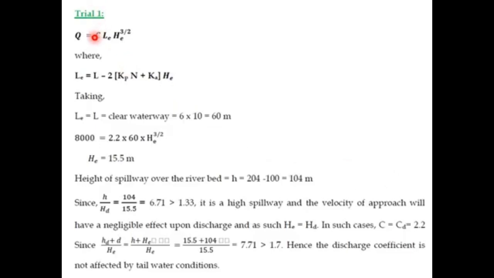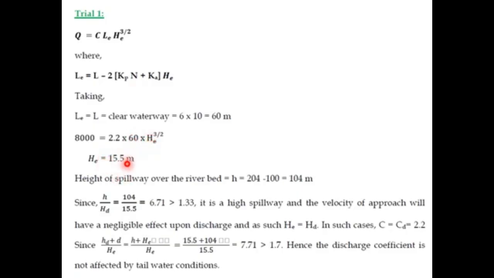Now for trial 1, since we know the discharge, Q is equal to C LE HE to the power of 3 by 2, where LE is L minus 2 times (KP N plus KA) into HE. But since we don't know the head here, we can't calculate this value. So for the first trial we assume there is no end contraction, therefore LE will be equal to L, which is the clear waterway. There are 6 spans of 10 meters, so 60 meters. Taking approximately LE equal to L, which is 60 meters, we can calculate the energy head.